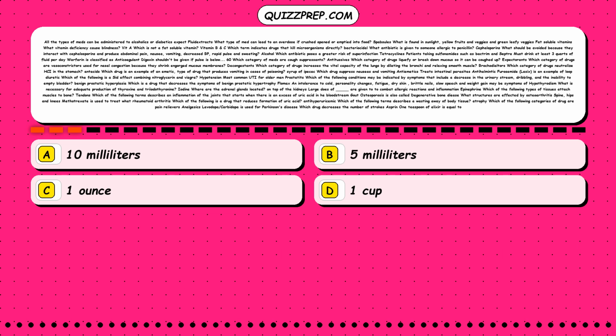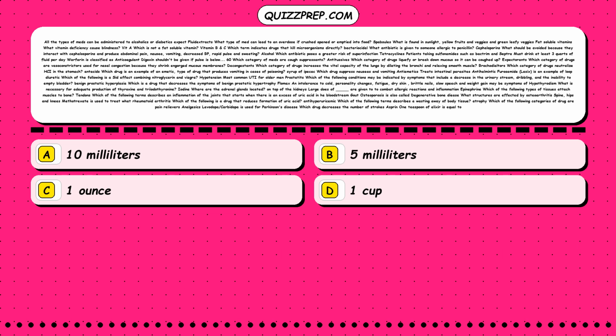Which of the following is a drug that reduces formation of uric acid? Antihyperuricemic. Which of the following terms describes a wasting away of body tissue? Atrophy. Which of the following categories of drugs are pain relievers? Analgesics. Levodopa/carbidopa is used for Parkinson's disease. Which drug decreases the number of strokes? Aspirin. One teaspoon of elixir is equal to: Option A, 10 milliliters.